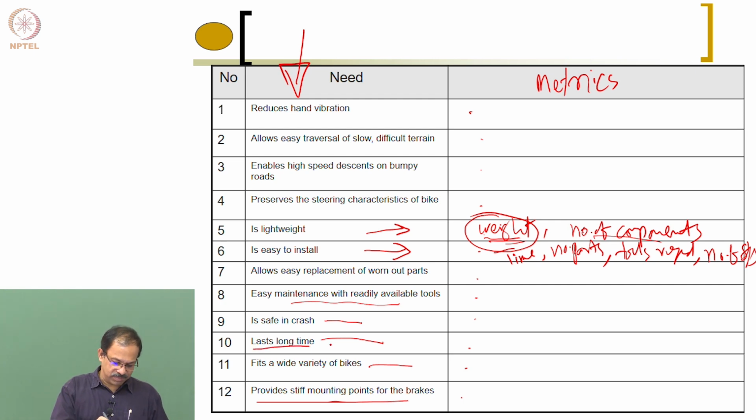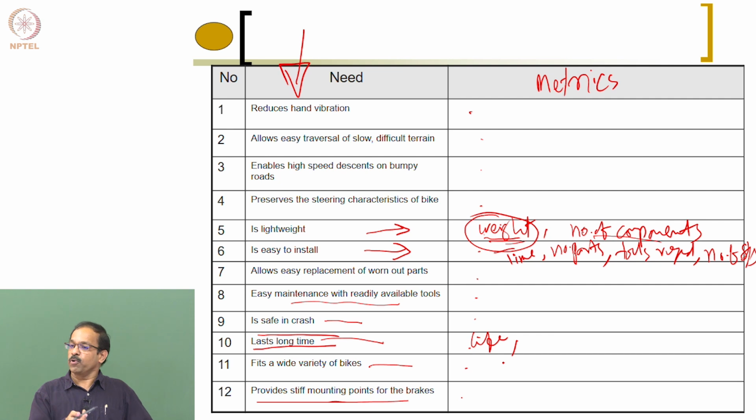Last a long time. So somebody says it should last a very long time. What is the metric? Yeah, maybe life of the product can be a simple one, right? It could be product life or the useful life or whatever you can call it, because it can be quantified. It depends on many other things. So product life may be a metric.